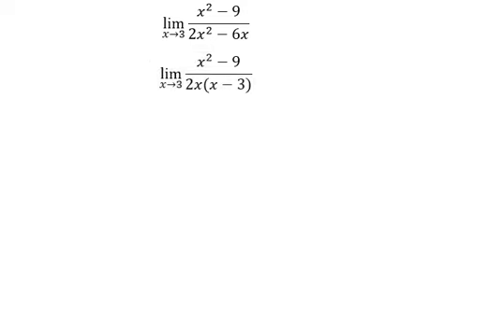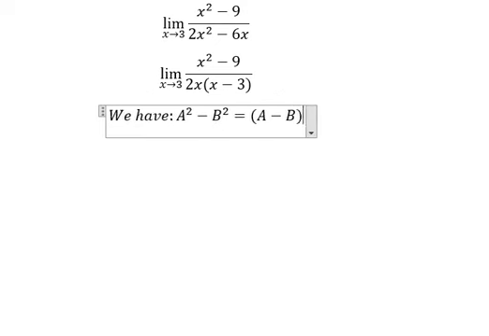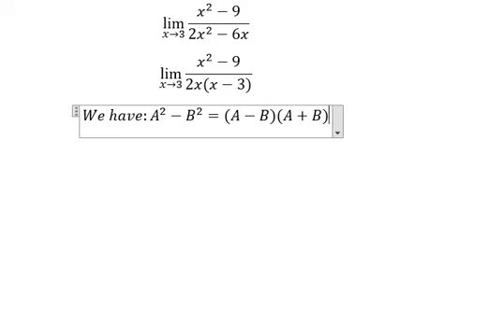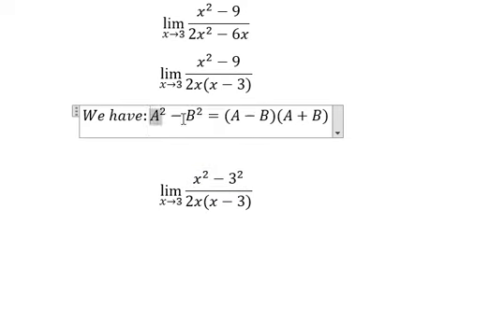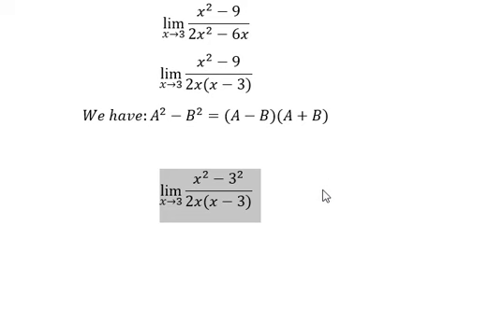Next, we have the formula in here. So number 9, that is about 3 to the power of 2. Now we need to transform this one into this one, and we have it like this.